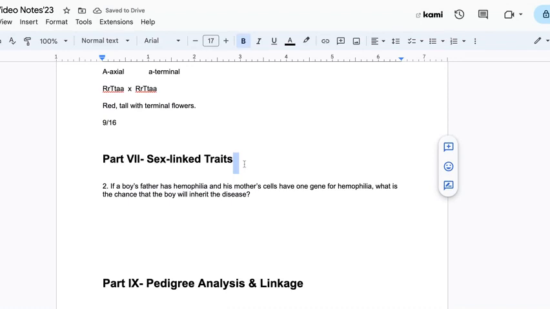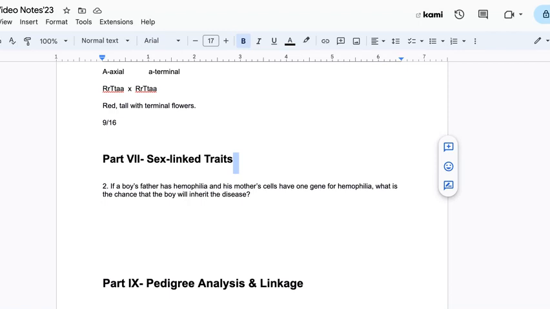So sex-linked traits are carried on either the X or Y chromosome. The Y chromosome is so small that it does have fewer traits overall than the X chromosome, and the X chromosome is essential for life. You cannot be born without an X chromosome. So you need to have at least one, okay?